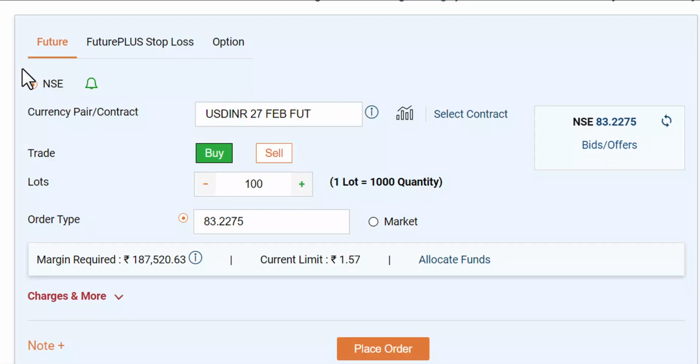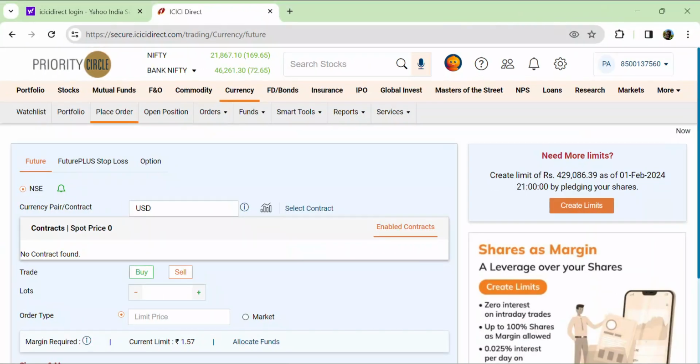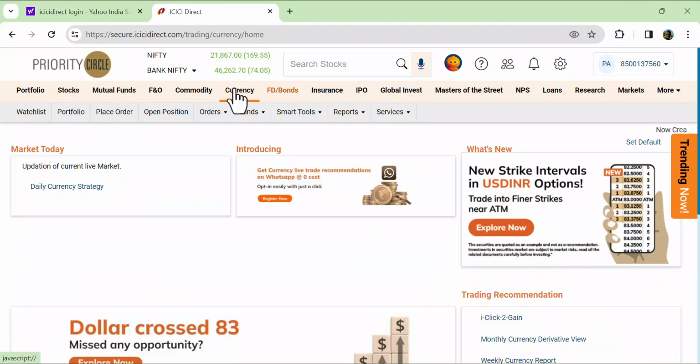Okay. So now this is a screen. I'll take you to the stock exchange straight away. So this is the stock exchange. We go to the currency market. Here is the currency market. Otherwise, we can go to the stock market also. So we are going to currency. I'm just saying place order.